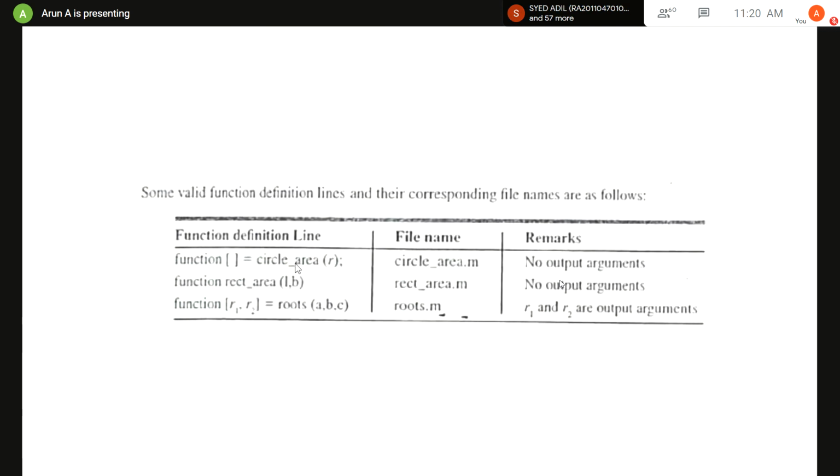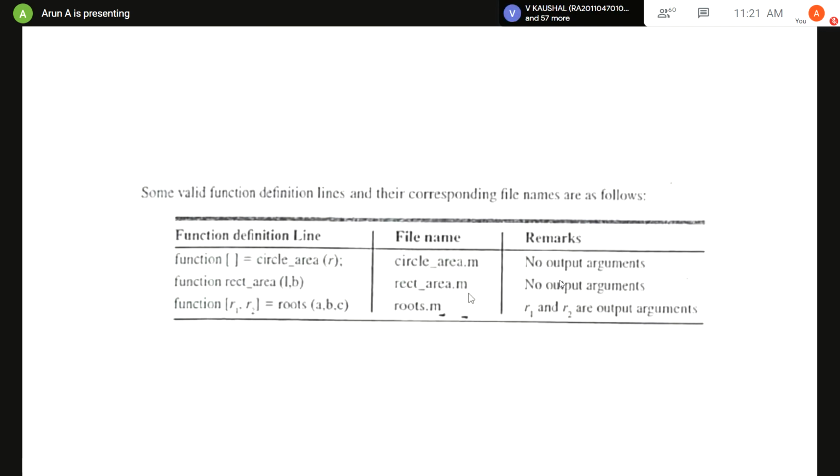The function definition line of a circle: how you can save is by the name circle_area.m. And the function rectangular_area, how you can save is rectangular_area.m. But remember students, all your function files should be saved with the extension .m.